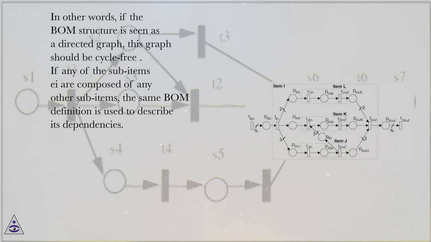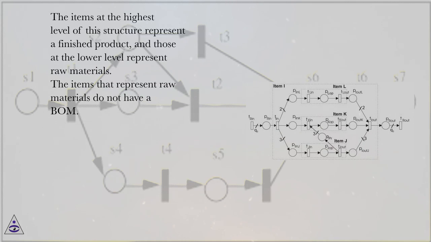If any of the subitems A are composed of any other subitems, the same BOM definition is used to describe its dependencies. The items at the highest level of this structure represent a finished product, and those at the lower level represent raw materials. The items that represent raw materials do not have a BOM.